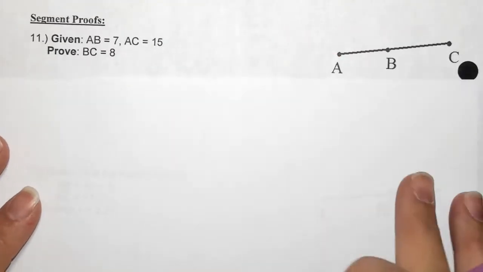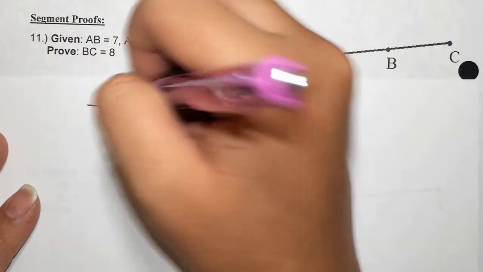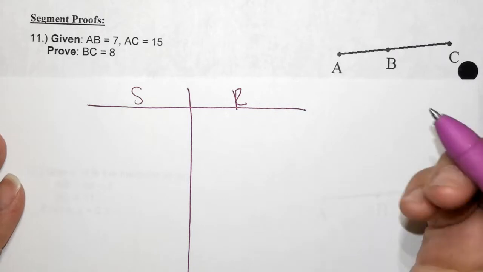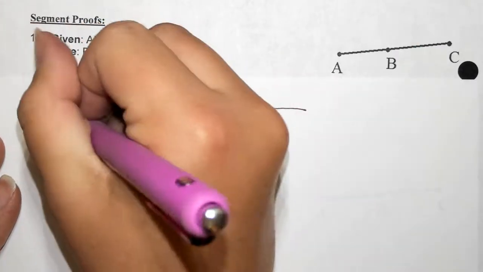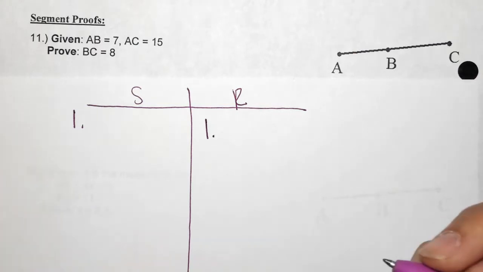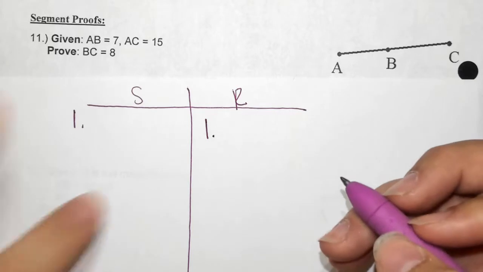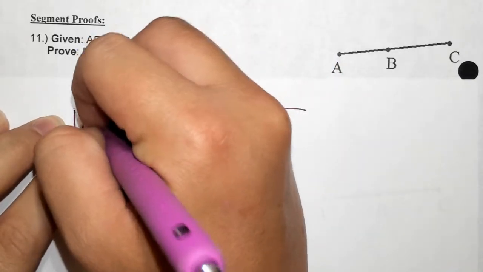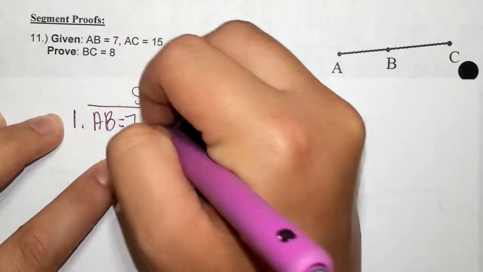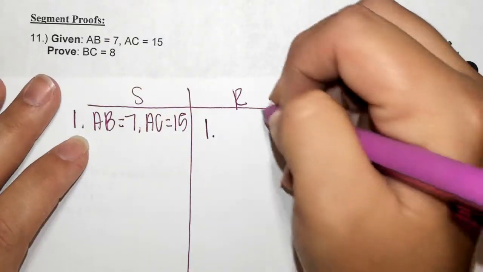Okay, here we go. Let's draw our columns. So we have statement. We have reason. How many things are we given? 2. I don't mind if you write those on the same line. I know your activity yesterday broke it into 2 separate ones, but I really don't mind if you write AB equals 7 and AC equals 15. What's the reasoning behind that?